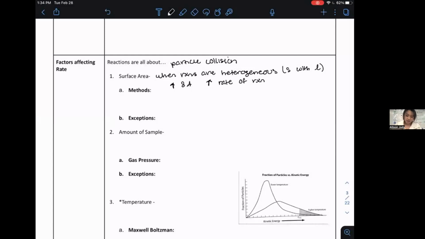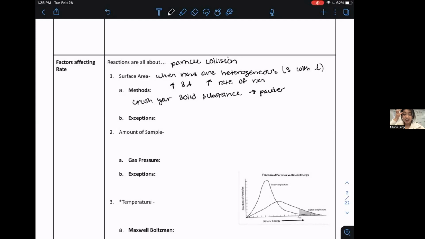Some methods that we use: you can crush your solid substance. When you crush your solid substance, you make it into a powder. When you make it into a powder, you have a smaller breakdown of the particles, which allows you to have more contact. You're not being blockaded, right? Think about getting to a block of salt, trying to get to all the salt particles inside the block, versus crushing the block to get to the particles in the middle.